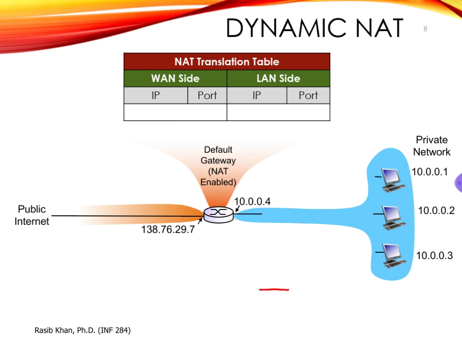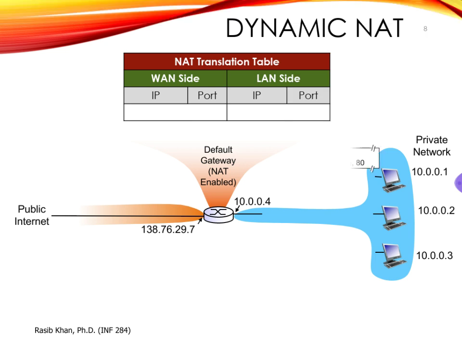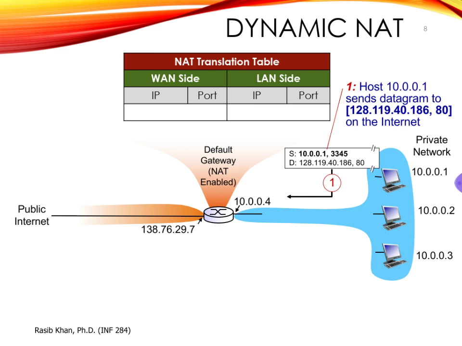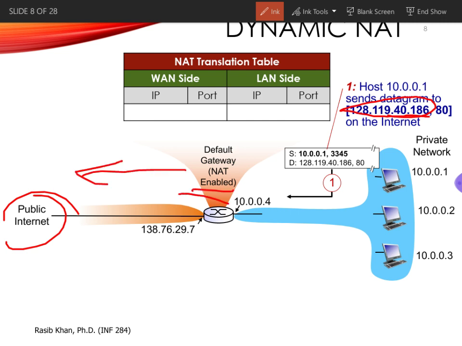So if the host 10.0.0.1 wants to send a packet out onto the internet to address 128.119.40.186 and on port 80, and this 128 address is an address which is located on the public internet, this packet will be routed to the default gateway so that it can head out to the public side of the network.